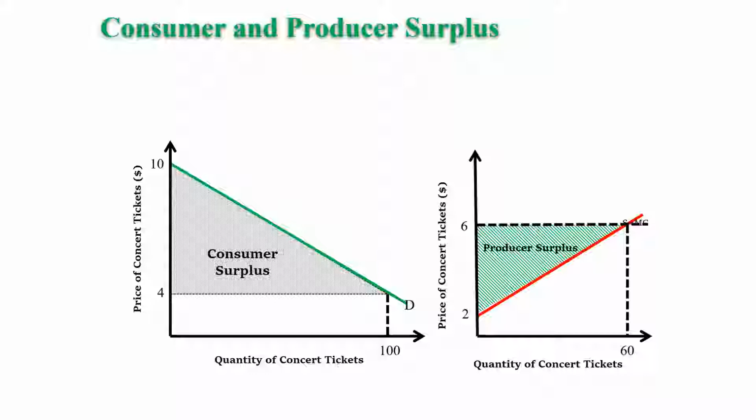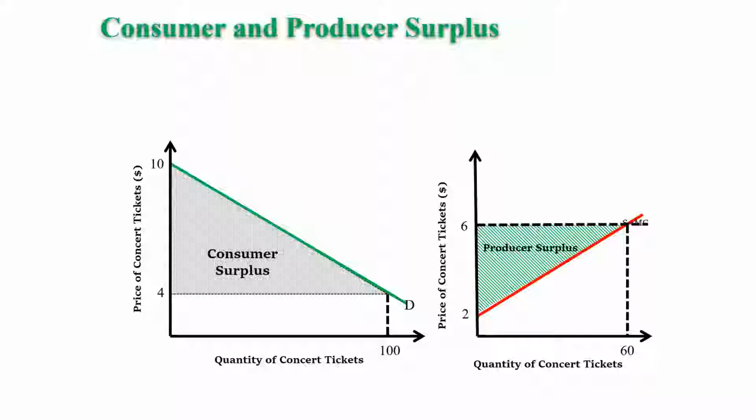Now, if we look at the diagram on the left-hand side, we have the consumer surplus, which is just the area under the demand curve. And the consumer surplus there is just 10 minus 4 multiplied by 100 minus 0. 100 minus 0 is just 100, because the origin there is just 0. And then 10 minus 4 is just 6.